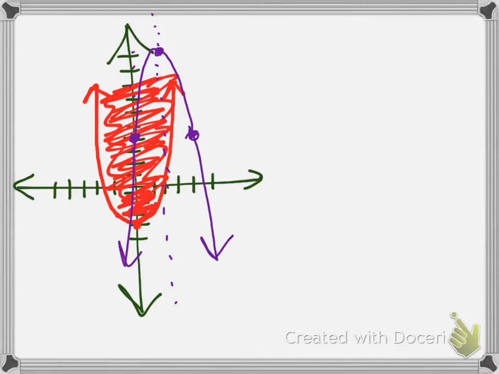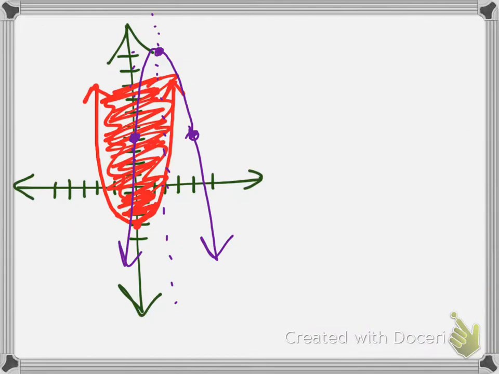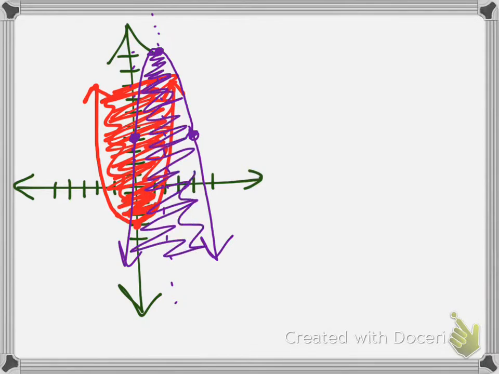Now I just need to go back and see, how do I shade this? Remember it was solid because this was equal to. This is less than, which means to shade below. So I'm going to shade below here. I'm going to try to make it a little bit light, because I want you to still be able to see where the other one would overlap.